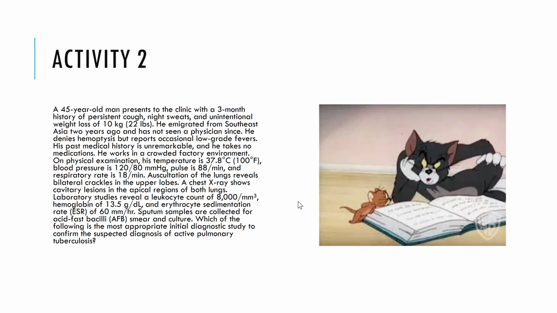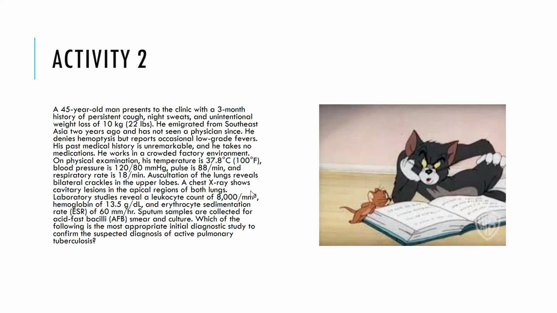So we're going to go on to activity 2. This is a very simple question. Maybe I could have Thomas Kiprotich read this for me. Activity 2. A 45-year-old male presents to the clinic with a 3-month history of persistent cough, night sweats, and an unintentional weight loss of 10 kgs, 22 pounds, I think. He immigrated from Southeast Asia 2 years ago and has not seen a physician since.